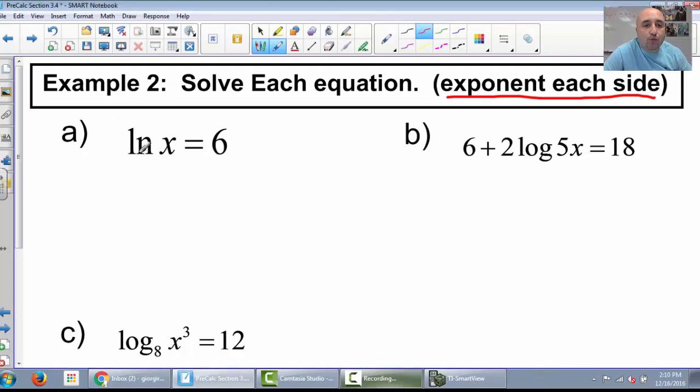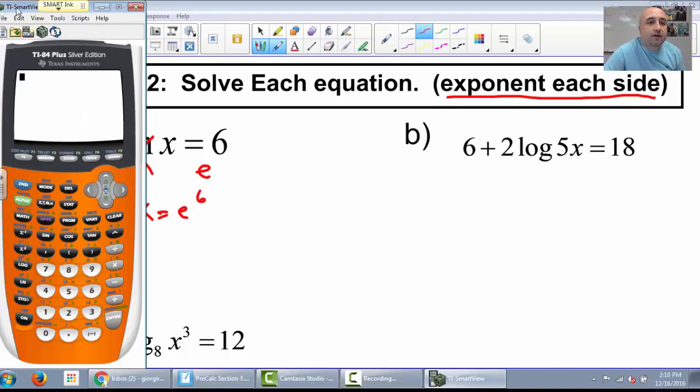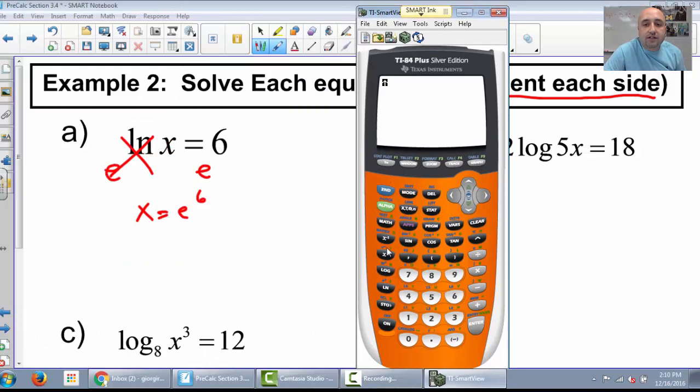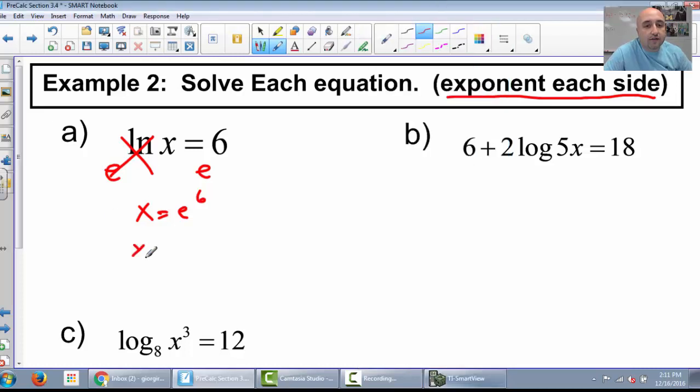Now, how are we going to get rid of an ln? Well, if I do e raised to the, and if I do it to the left, I've got to do it to the right, we should be able to get rid of that ln. Because remember, the ln is log base e. So I have e raised to that log base e. That will cancel, and I'm left with x equals e to the 6th power. Now, we have a calculator to be able to figure that out. So e to the 6th power, using second ln, is equal to 403.43.